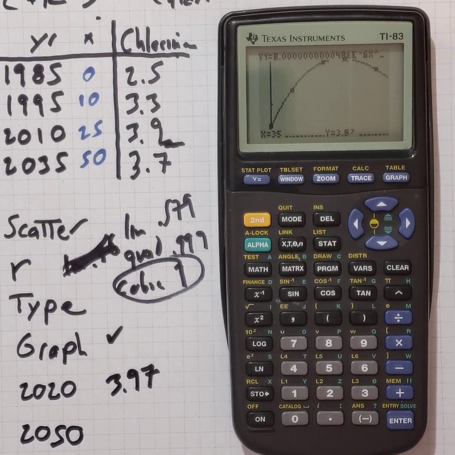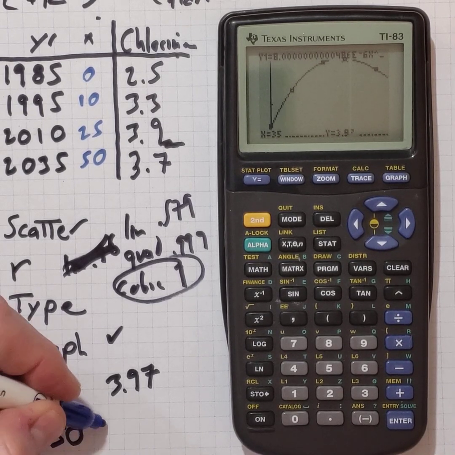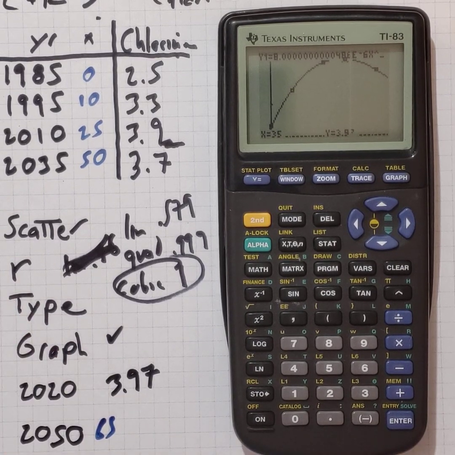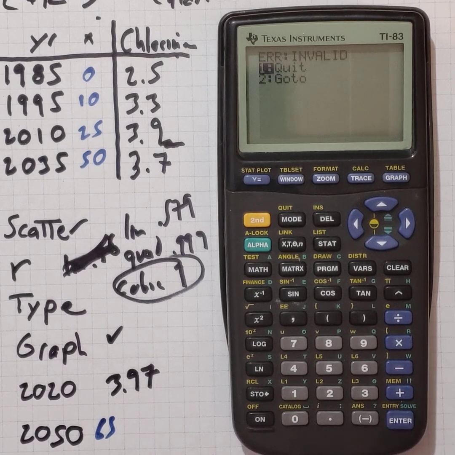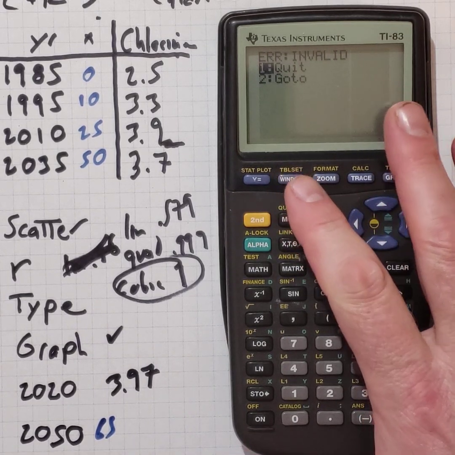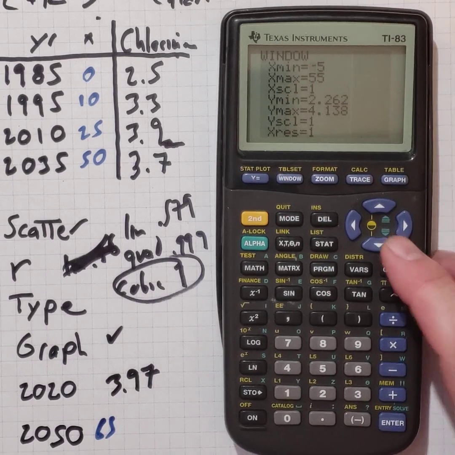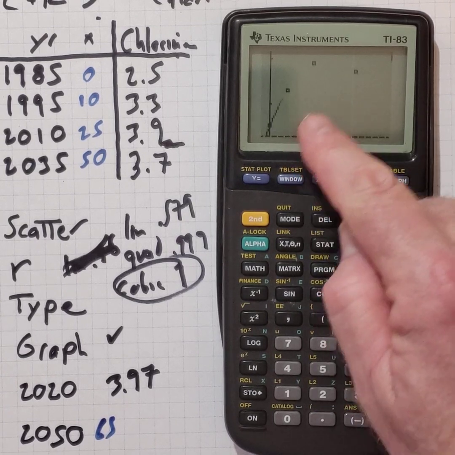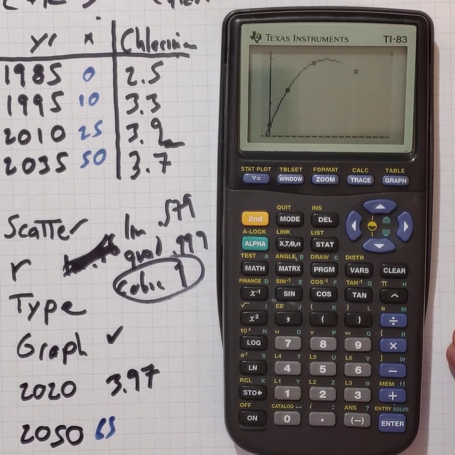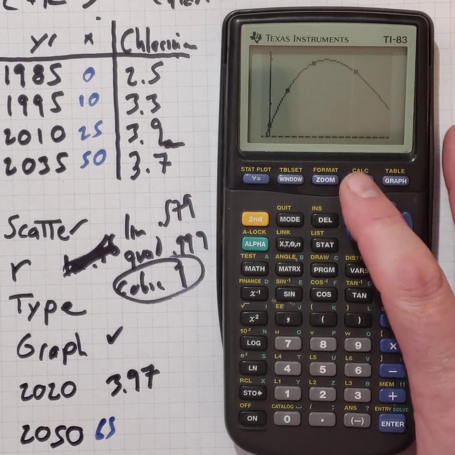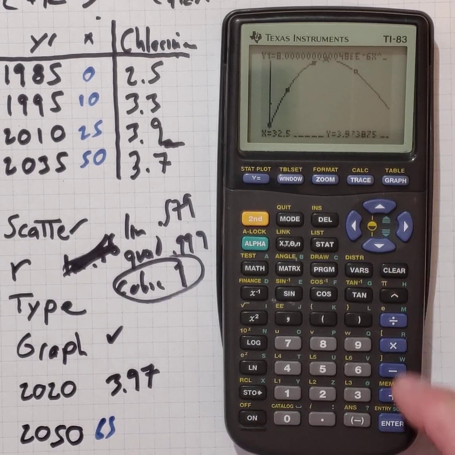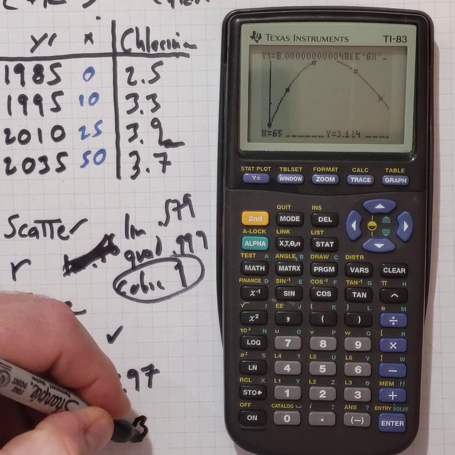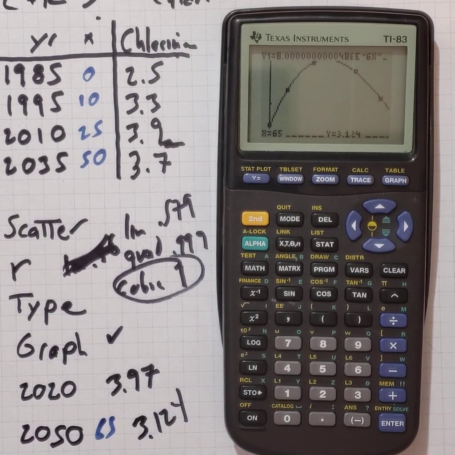And then 2050, that's going to be, what? 2050 would be 65 years from 1985. And we can't put 65 in because it's not within our window. So we have to go to Window and say, I need to go out farther than that. I'm going to go out to 70. And that gives me a little room to maneuver over here. Trace up or down, and then we can put in 65. And according to this model, it should have dropped to 3.124 in the year 2050.